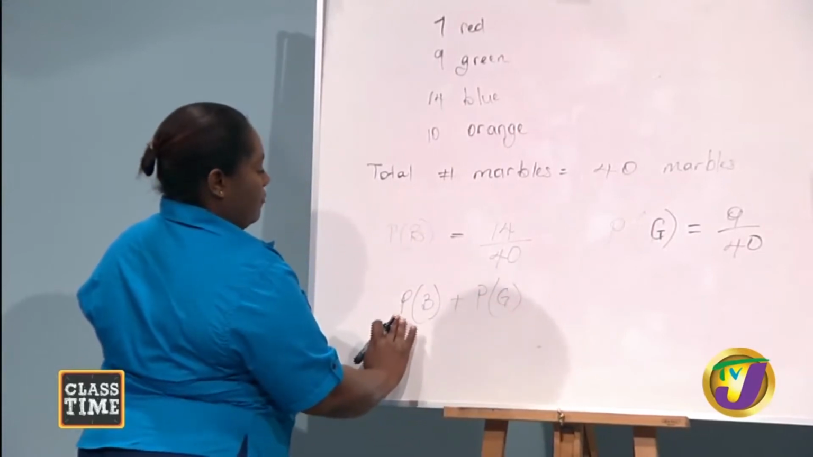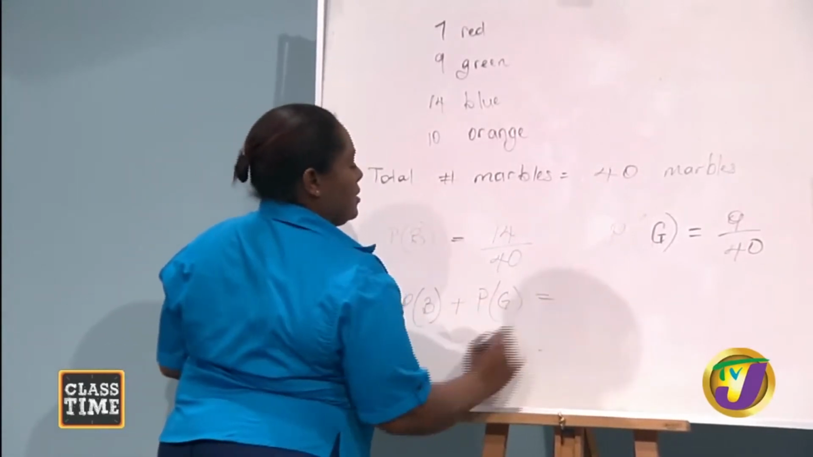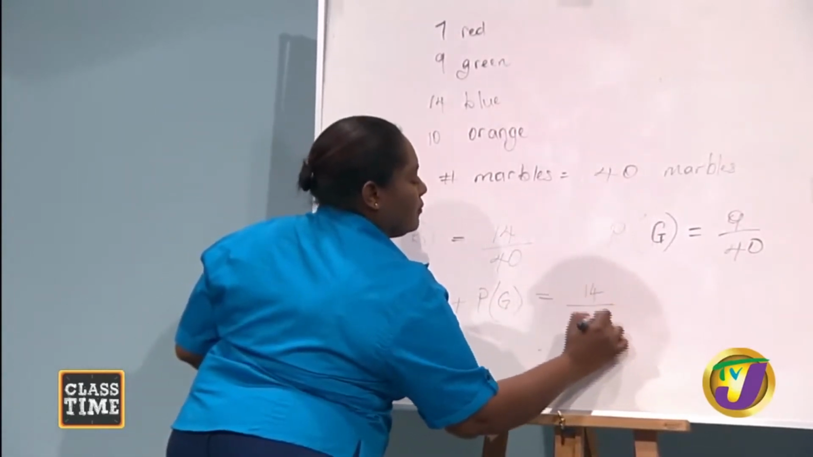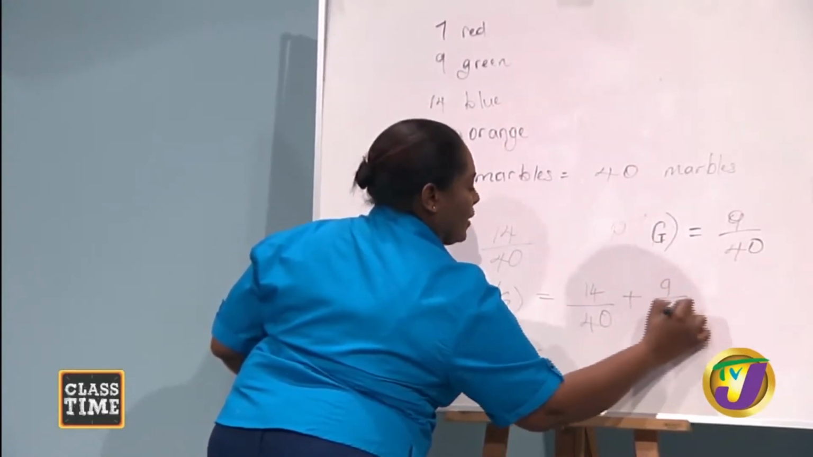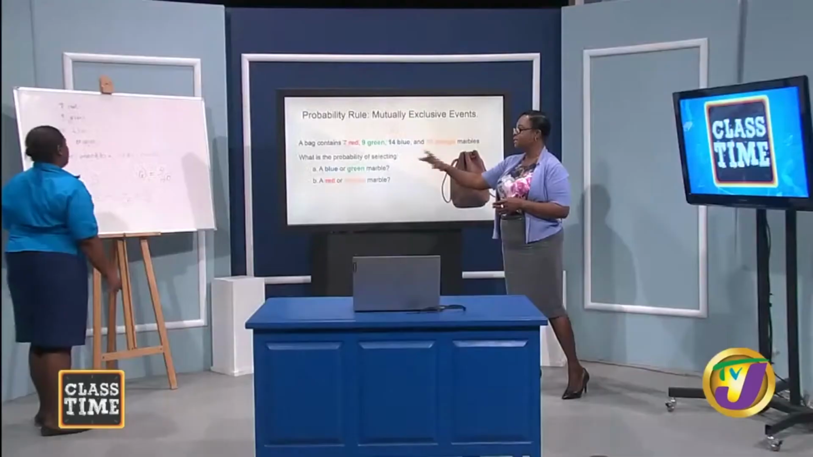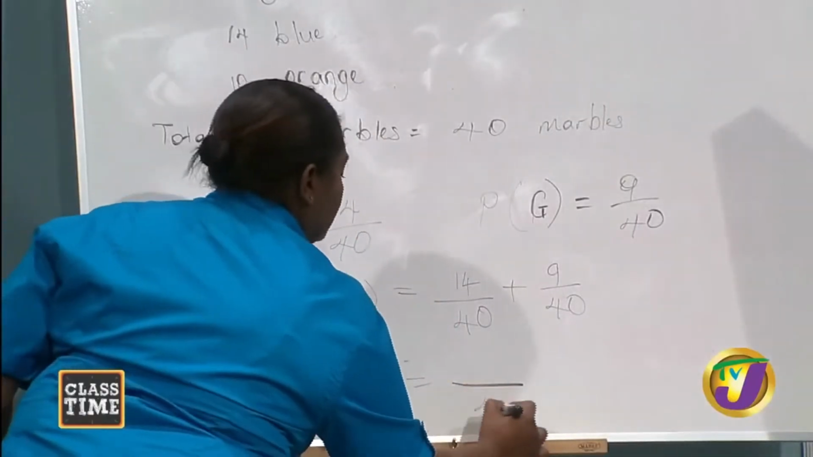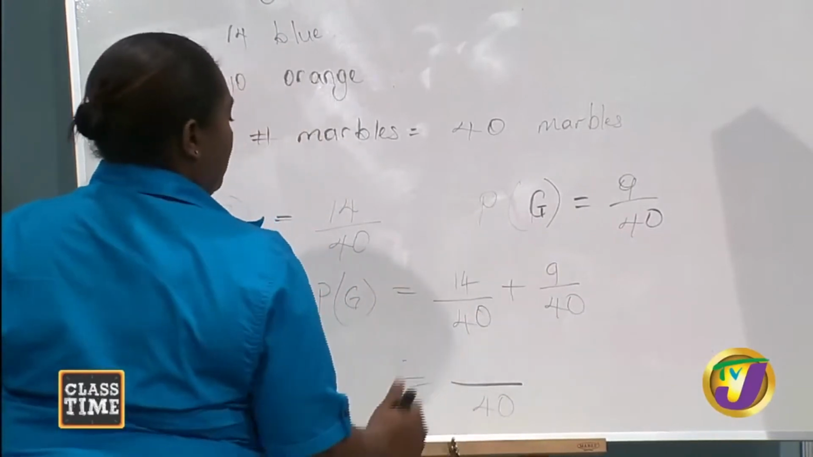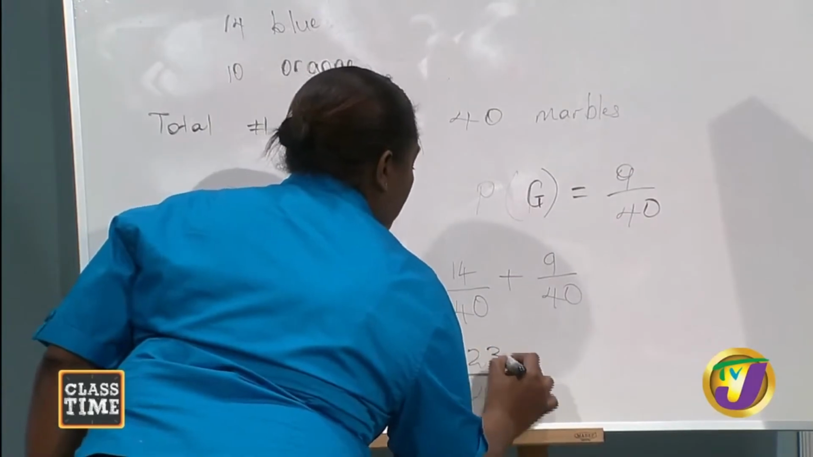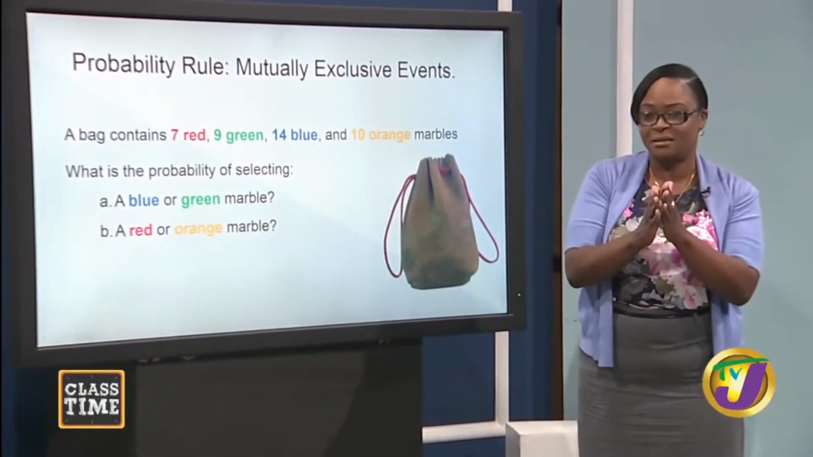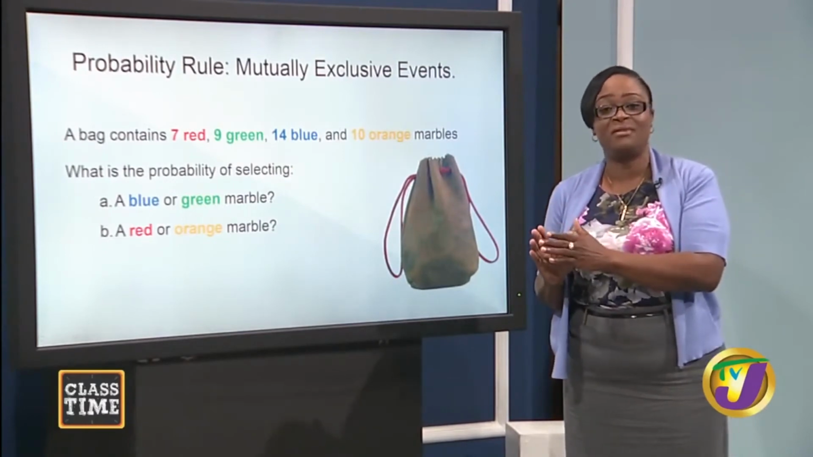the probability of blue plus the probability of green, which will give us 14 out of 40 added to 9 out of 40. And this is simple addition because, again, we are adding fractions with like denominators. So we will get a total of 23 out of 40. A represents the event and B represents the other mutually exclusive event.